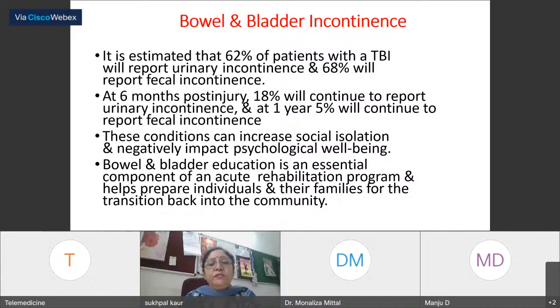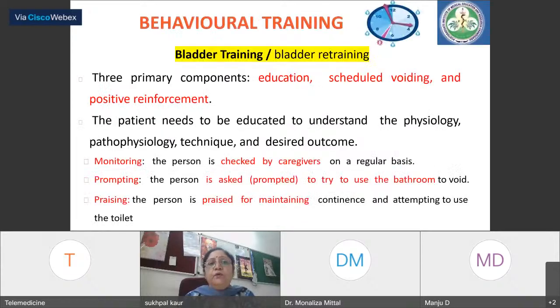So bowel and bladder education is an essential component of an acute rehabilitation program and helps prepare individuals and their families for the transition back into the community. So it's very important to go for the behavioral training for the bladder as well as for the bowel. The 3 primary components include education, scheduled voiding, and positive reinforcement.